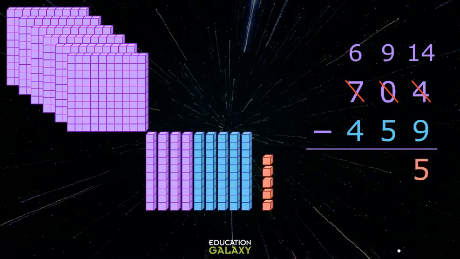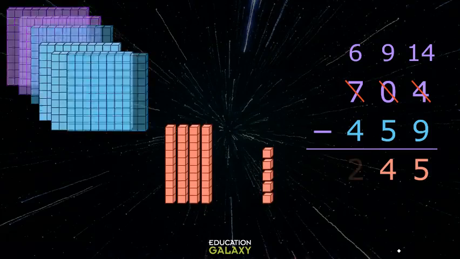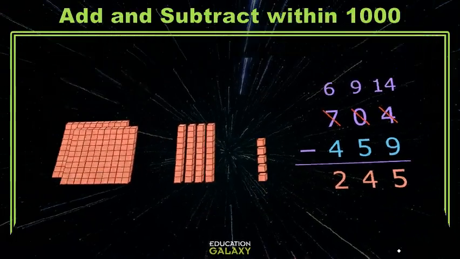I want to take those away from my 9 tens, which leaves me with, anybody? 4 tens. Excellent. And last but not least, we have our 400s. We want to take those away from our 600s, which leaves us with 200s. Good job. Let's try one without the models.